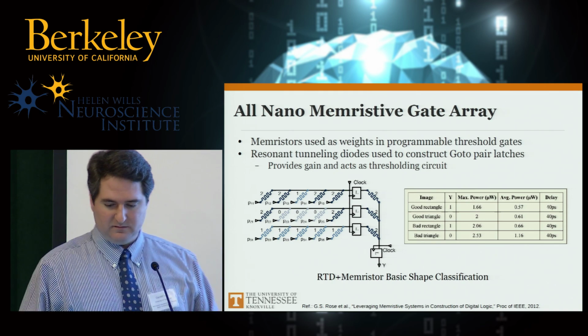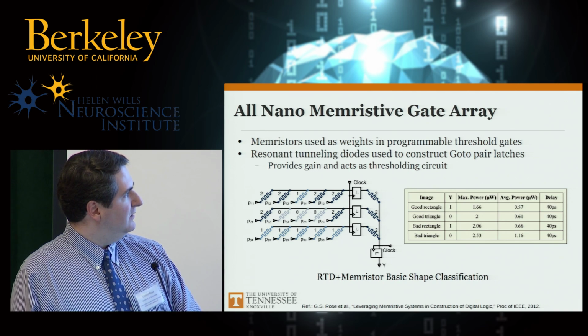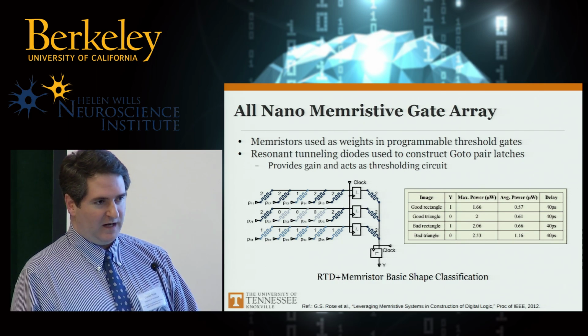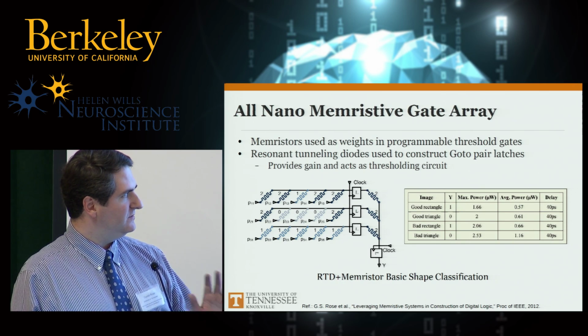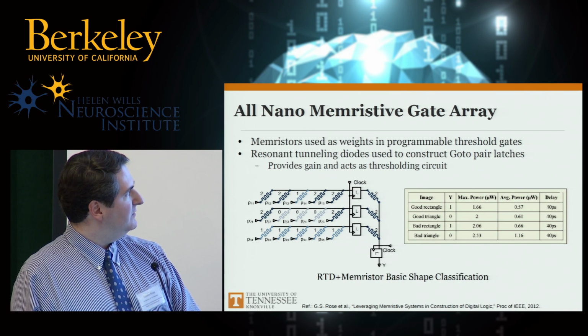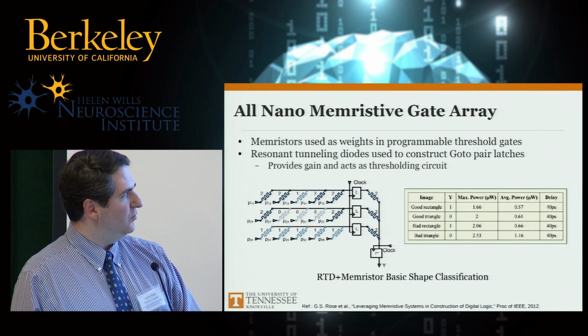Just some results, again, from before. We have these Goto pair-based or RTD-based latches, and we have our memristors driving it. This is a very simple toy problem where we're trying to recognize just rectangles versus triangles. So, simple images, and you can see the effective weights for this. And then the result: if it's a good rectangle, it'll give us a 1. A triangle will give us a 0. And even if there's some noise, we still recognize a rectangle versus a triangle.